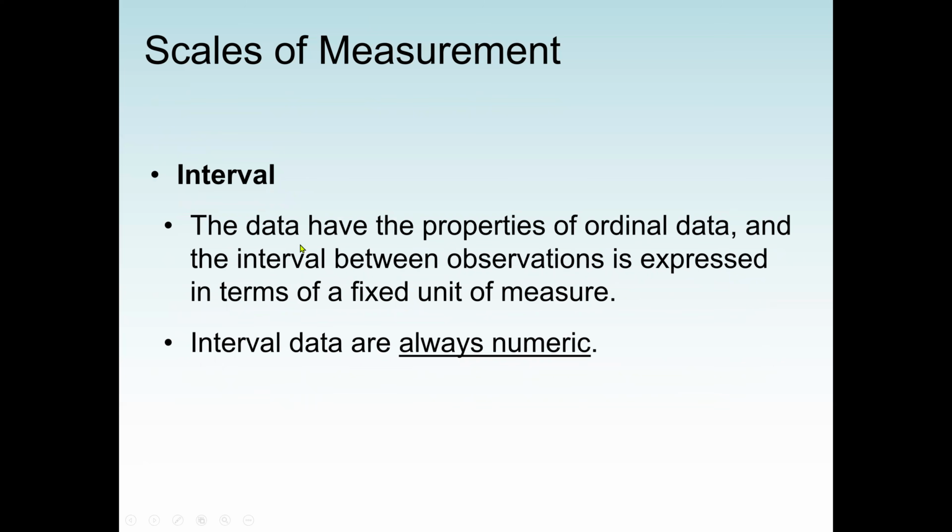The next is the interval. Here we say the data have the properties of ordinal data also. We can put it in order. For example, a temperature of 30 degrees means it's warmer than 20 degrees. 20 degrees is colder than 30 degrees. So it's in order. But at the same time, the interval between the observations is expressed in terms of a fixed unit of measurement. So I'm using degrees here. We can use kilograms or other measurements. The interval data are always numeric. So with interval, we cannot use names like nominal or ordinal. Interval always has to be numeric values.